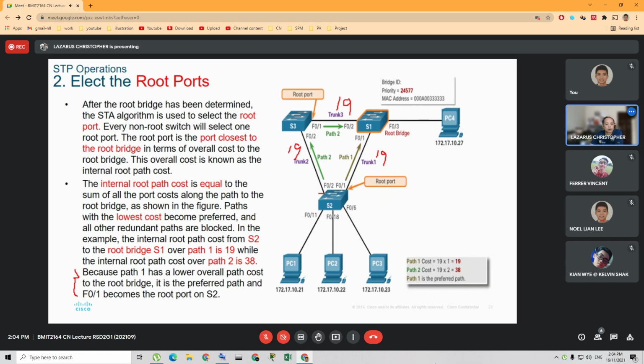Now we dealt with S2. Now look at S3. S3 also has F1 and F2. For S3, the path through F2 goes to switch 2 first and then to S1, so that's again 38. The other path between S3 and S1 is a direct path, only 19. So it wins by having the lower path cost. So for S3, F1 is the root port.